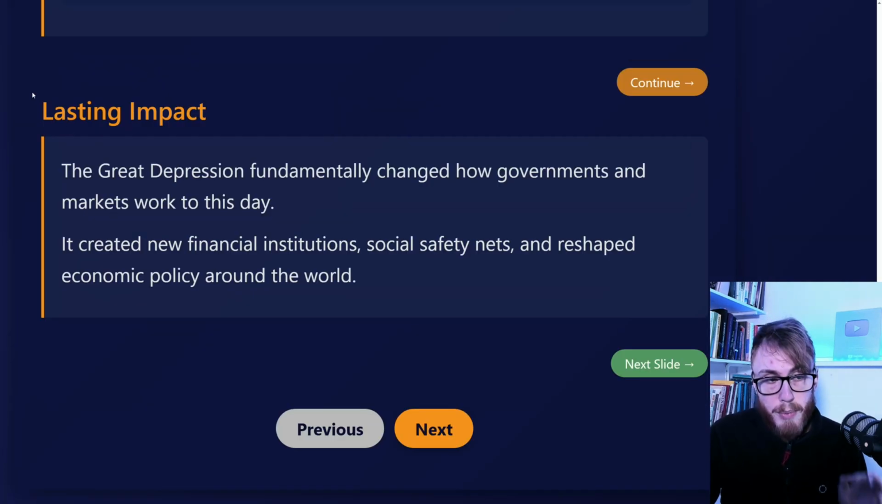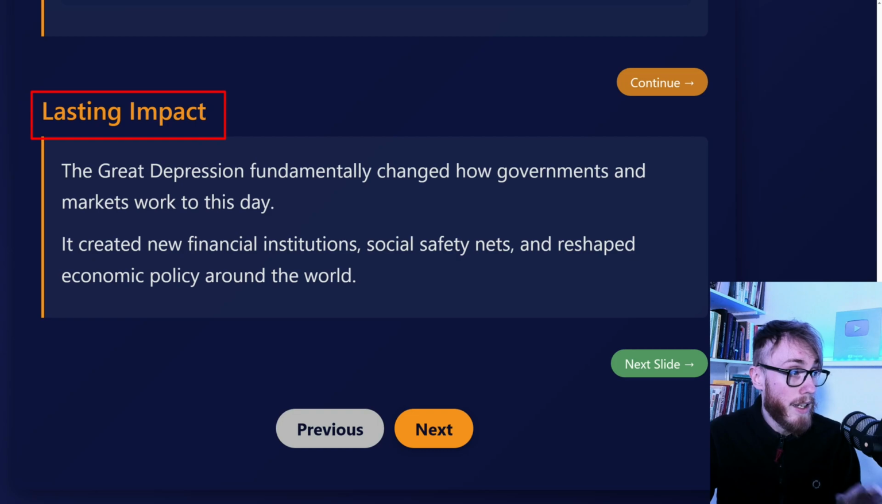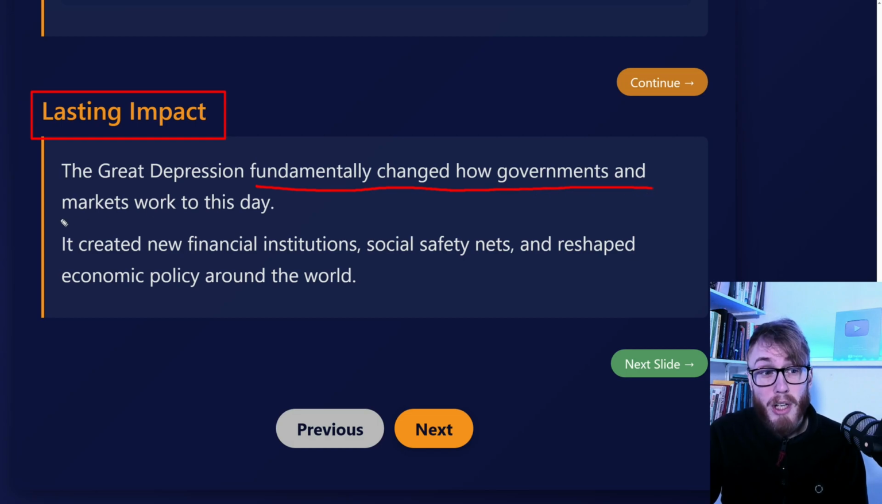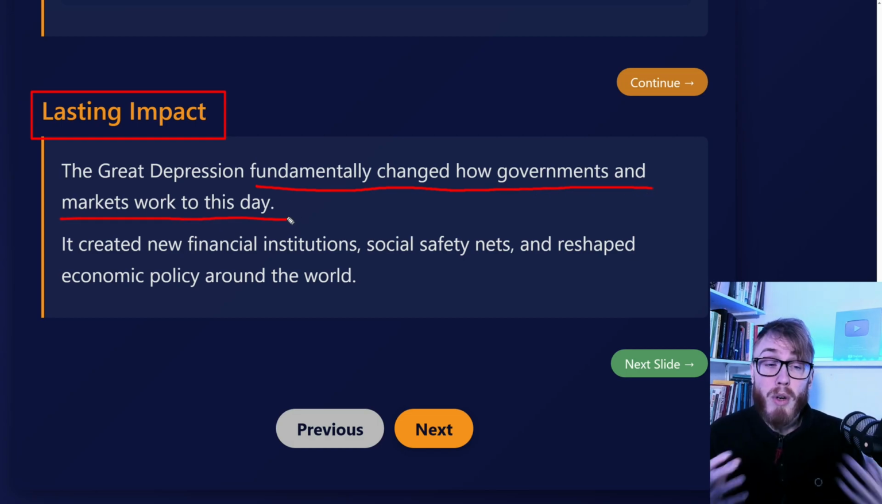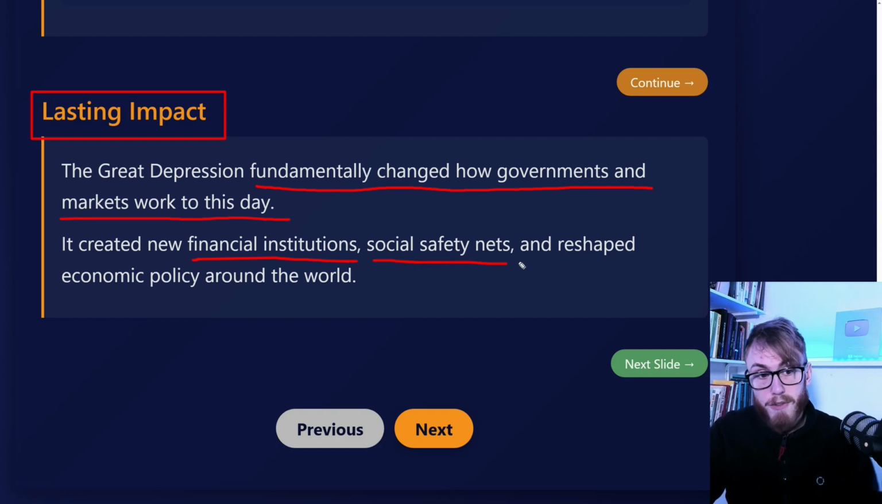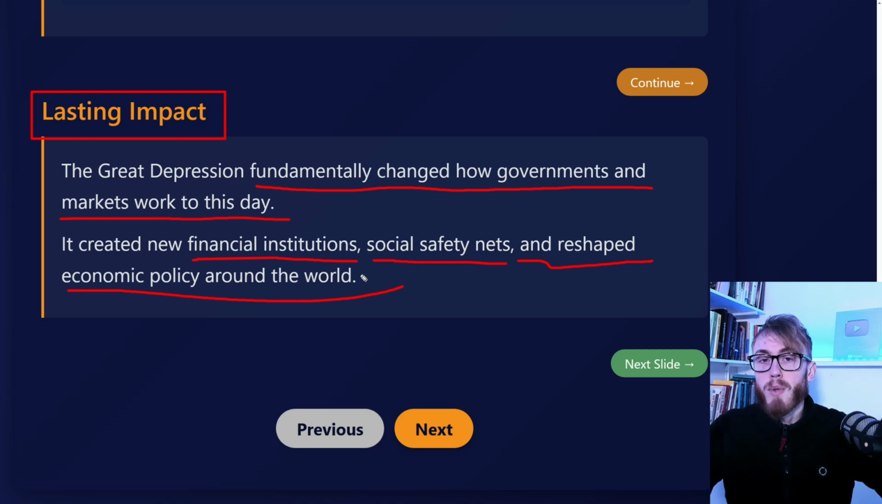But here, it is important to notice that the Great Depression had a lasting impact, and it fundamentally changed how governments and markets work today. It created new financial institutions and social safety nets, and also helped reshape economic policy all around the world.